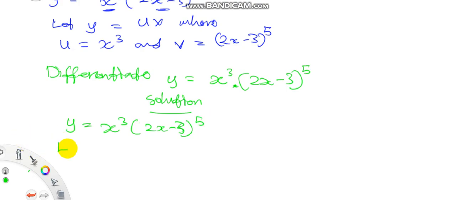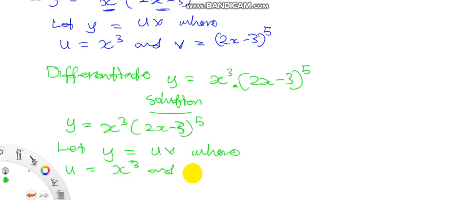So we say let y be represented by uv, where u is the function x cubed. So it's made up of two different functions, okay? And v is equal to (2x minus 3) all raised to the power 5, right?